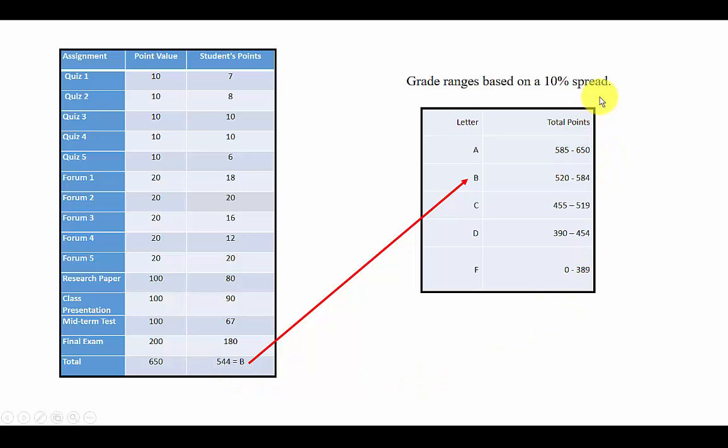Well, you've got your grade spread. This is the basic 10-point spread, or 10% spread between the letter grades. I figured that out, and an A is going to equal 585 to 650, and each one of these spreads here is worth 10%. Once I get that set up and I look over at the student's sum of grades, which is 544, I see that 544 falls within this B range. So that would be the average that the student would have. That's not too complicated to figure out.